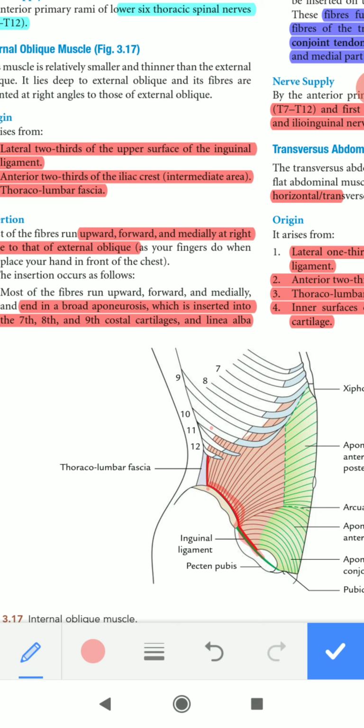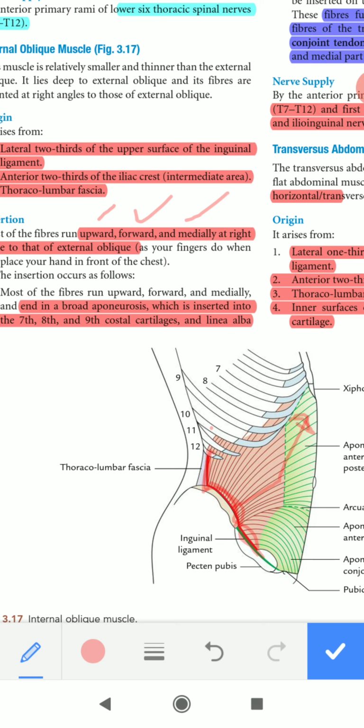From this area, the internal oblique aponeurosis originates. At first, the direction of the muscle you should know, that is upward, forward, and medially. Look at the upward, forward, and medially. So the direction of the muscle fibers is upward, forward, and medially, at right angles to the external oblique muscle. Then where is it inserted?